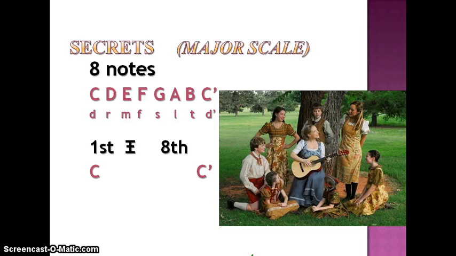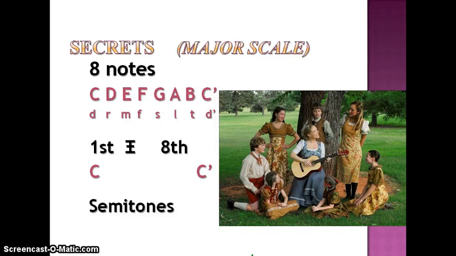8 notes in all. The first note, that's the second secret. The first note is the same as the 8th. If C begins a scale, the major scale, then C should be the end of it. So the first note is C, the 8th note is also C.